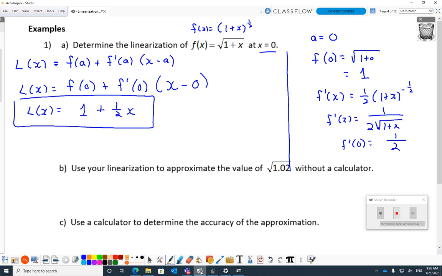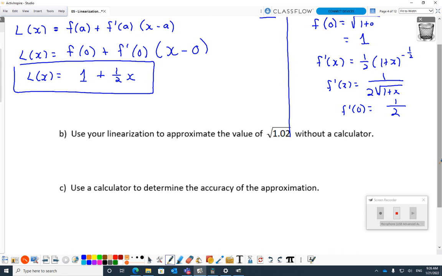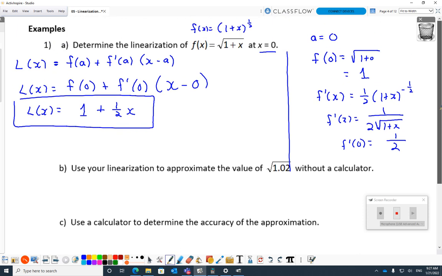Okay, so what can we do with it? It says use your linearization to approximate the value of square root of 1.02, and we won't go much farther with this in this part of the course, going how close is close enough. Hopefully you agree that 1.02 is pretty close to 1 plus x if I use 0.02 as my magic number here, if you get what I'm saying here. So linearization at 0.02.